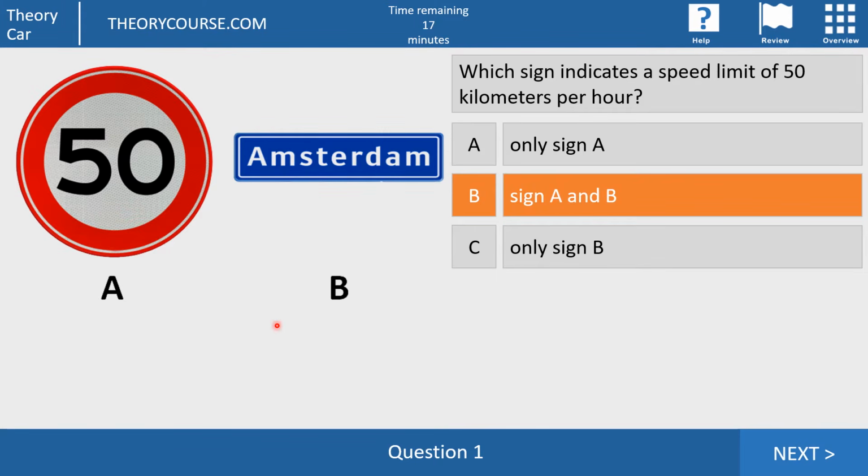The right answer is sign A and sign B. Sign A is clear. There is a maximum speed of 50 kilometers per hour. And inside the built-up area there is also a speed limit of 50 kilometers per hour. So which sign indicates a speed limit of 50? Both signs. Answer B.